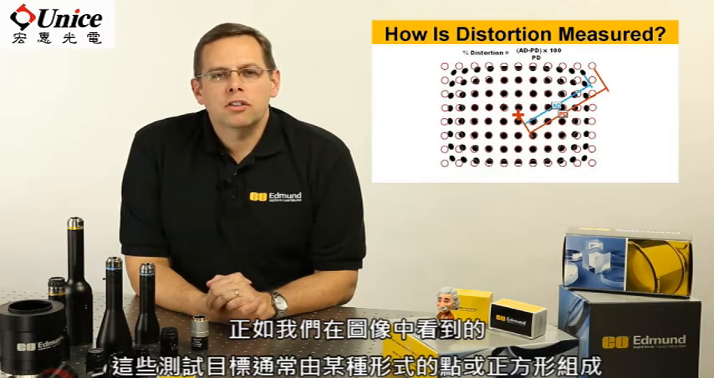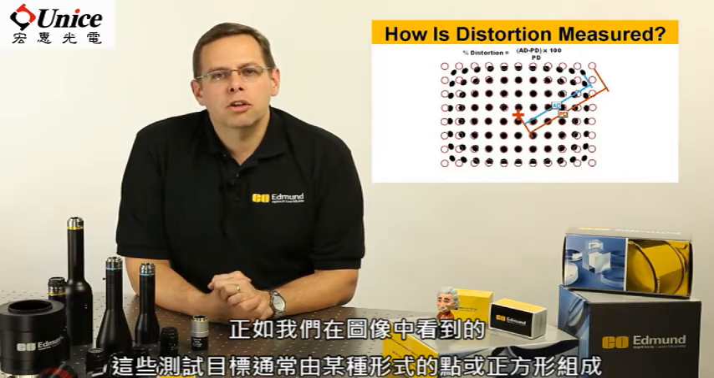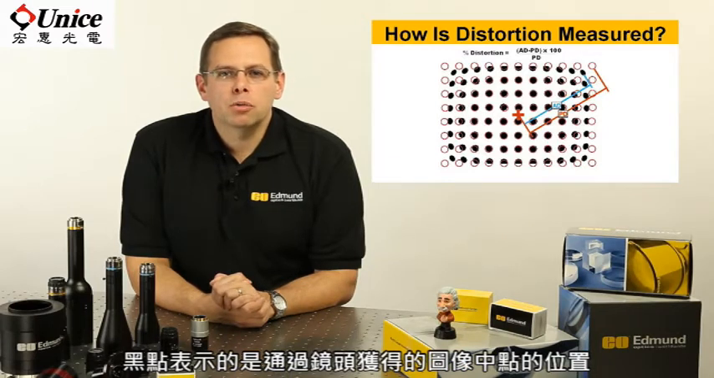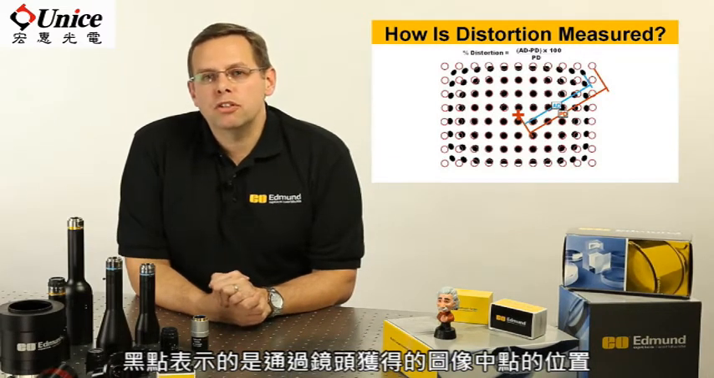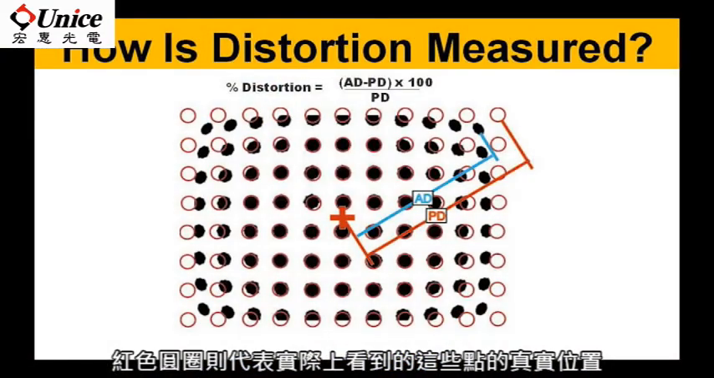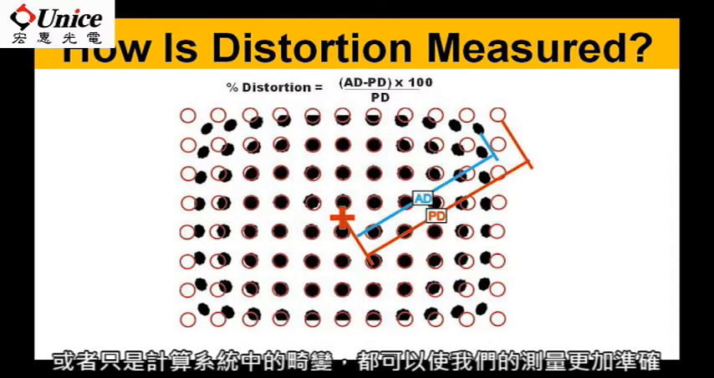Those test targets, as can be seen in the image here, will usually be made up of dots or squares of some sort. As we see in the image, we have black dots representing the actual image position through the lens. That's what it is actually seeing, and the red circles represent the real world position of those dots. We're able to do a calculation across that field to remap the image or just calculate out that distortion that's in the system and get our measurements more accurate.